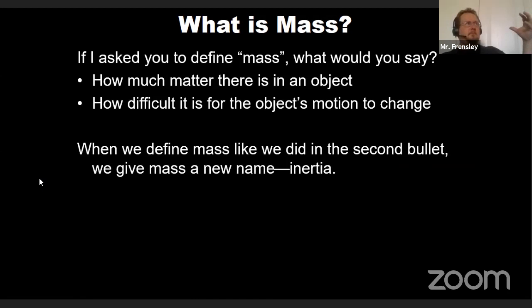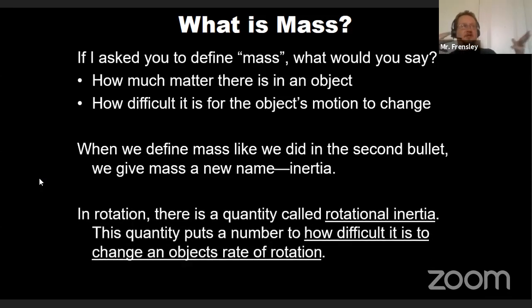So we give another name to mass. We call it inertia. We might need to give it its full name, translational inertia: how difficult it is to speed up or slow down left, right, up, down motions. So in rotation, there's an analogous quantity called rotational inertia, and it's a number.